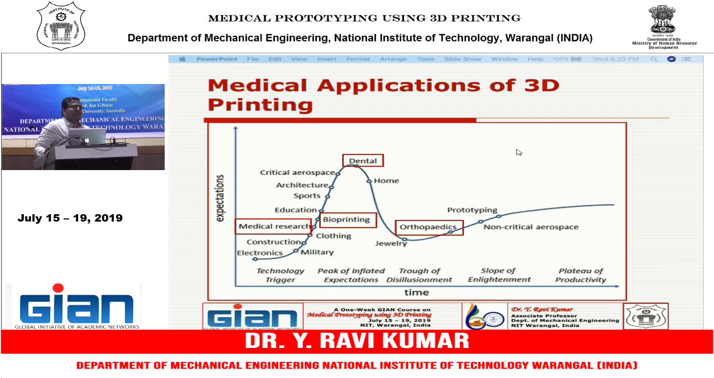Yes, you can print some simple organs or tissues, like a blood vessel, a bladder, or skin. Those are simple organs. But if you talk about heart or liver, it definitely has to go a long way. Why? Because we are at the triggered stage in the technology, and of course in medical research.